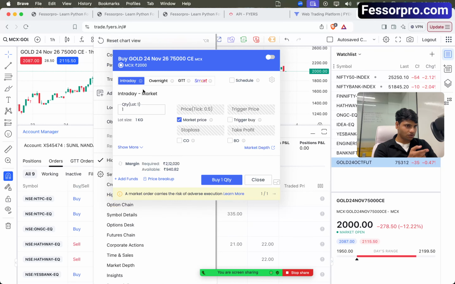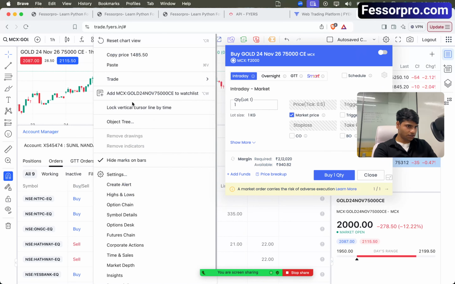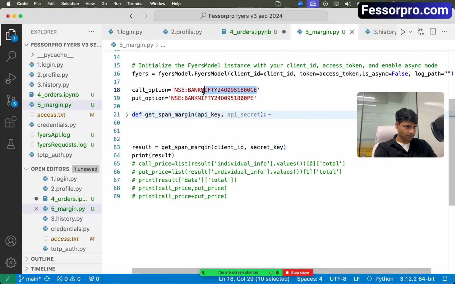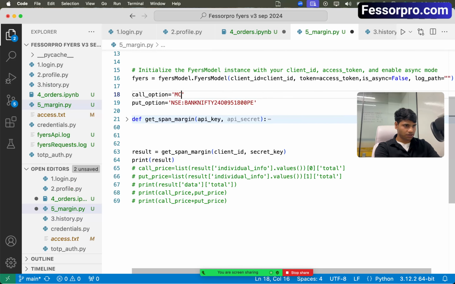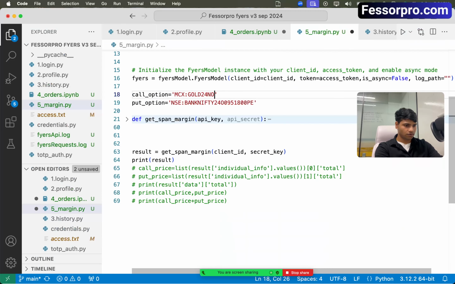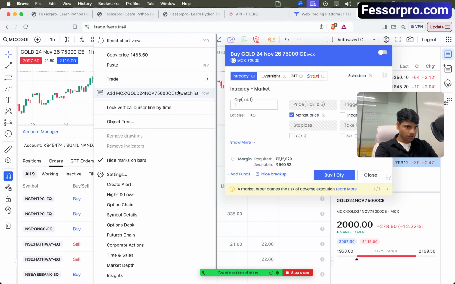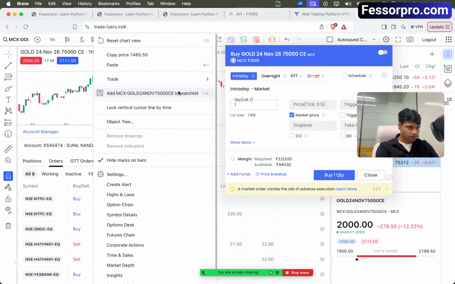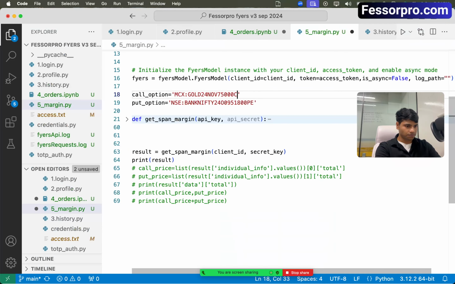In order to get this, I need to get the ticker name. So this is the ticker name, MCX Gold 24. So let's write it down. Okay, so I'll change this, MCX colon gold, then 24 November. Wait, November? October. Yeah, November is also fine. 24 November. Then we have 75,000, 7530 zeros and then CE. This is my call option.